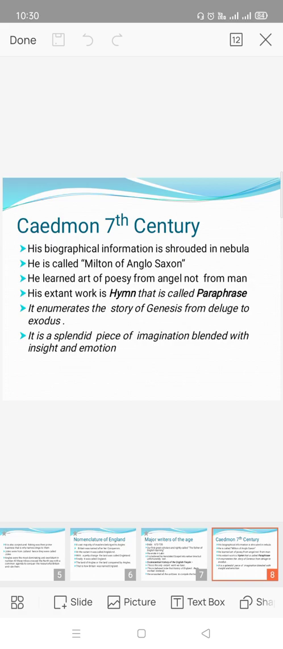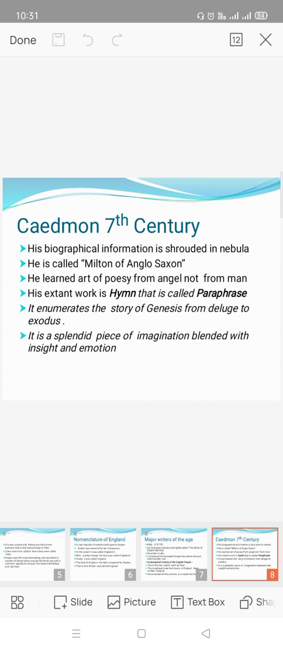The next writer is Caedmon. The time period is around the 7th century. His biographical details are shrouded in nebula, for a reason which is arguably valid even today. At that time, writing was not prevalent, the printing press was not there, and the dissemination of literacy was not as much as we have today, and that is why the information about the writers and their works is very scanty and less available to us.